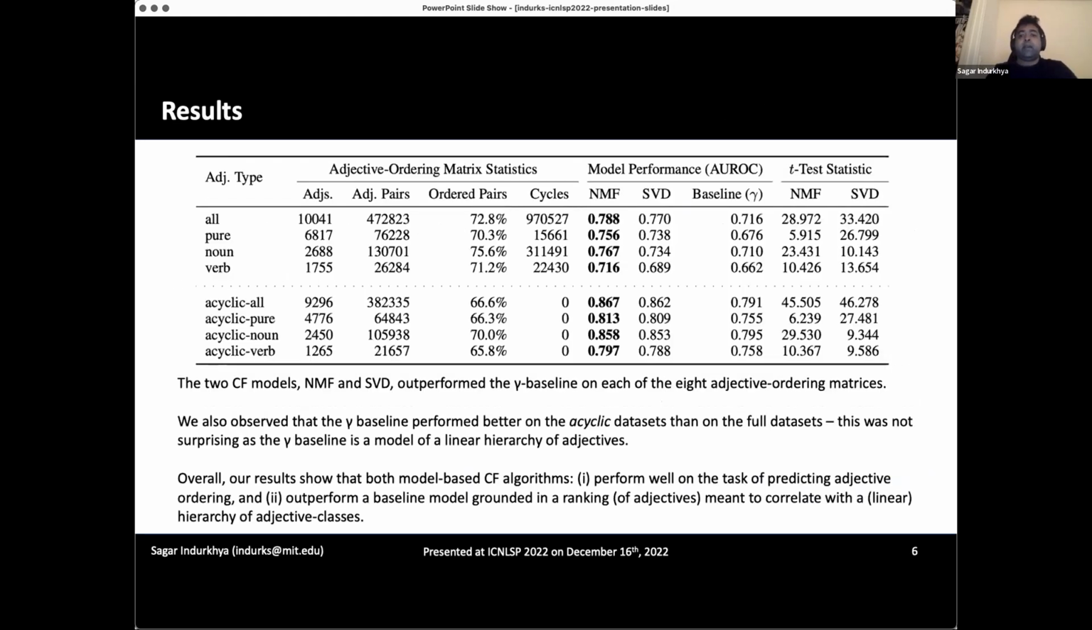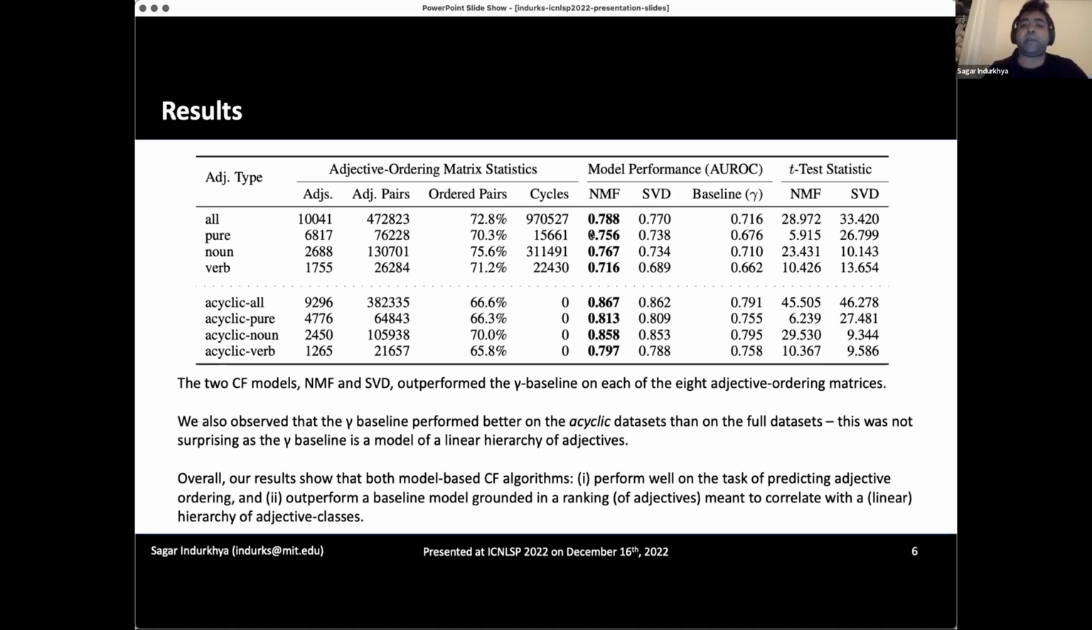And then here are some of the results, just to jump ahead. So overall, the 2 collaborative filtering models that we tried, non-negative matrix factorization and singular value decomposition, they both beat the baseline on each of the 8 adjective ordering matrices.